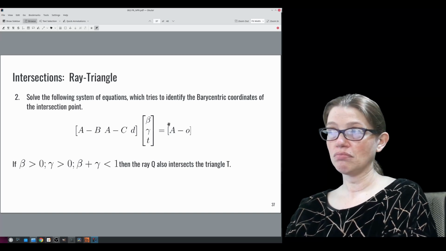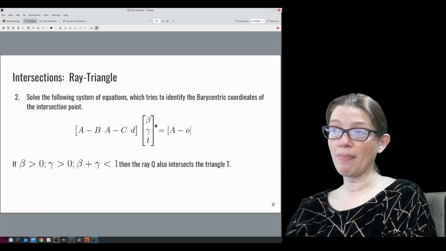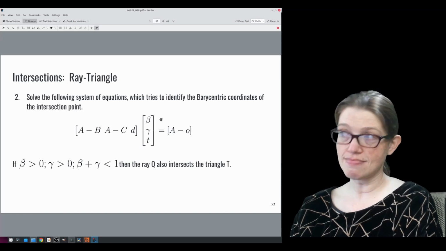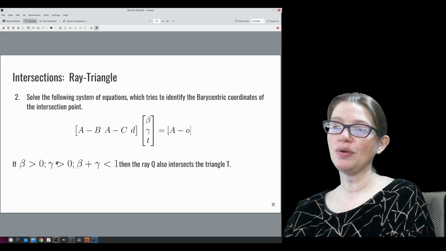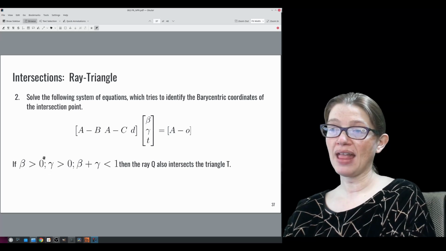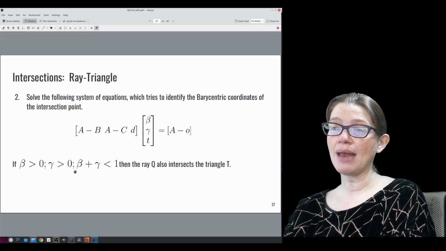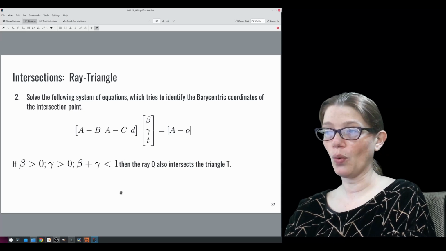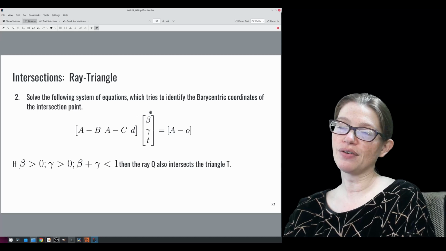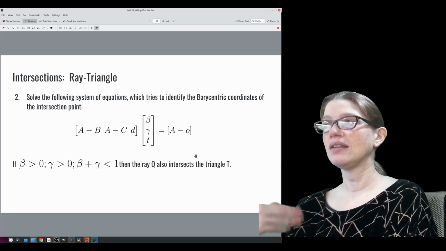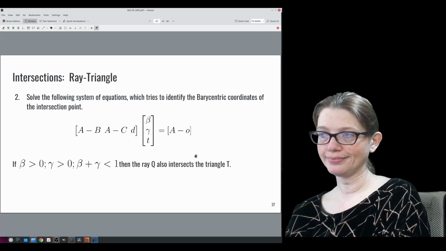What we're trying to determine is whether there is a value for beta and gamma such that the triangle is actually being intersected. And we will know this is true if beta is greater than 0, gamma is greater than 0, and beta plus gamma is less than 1. If this holds for the values we find, then we intersect the triangle.